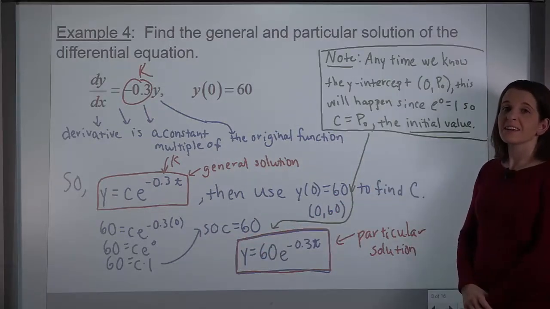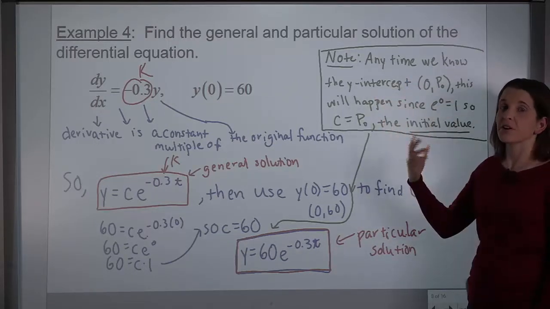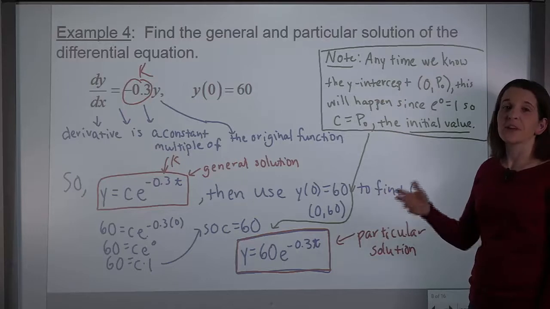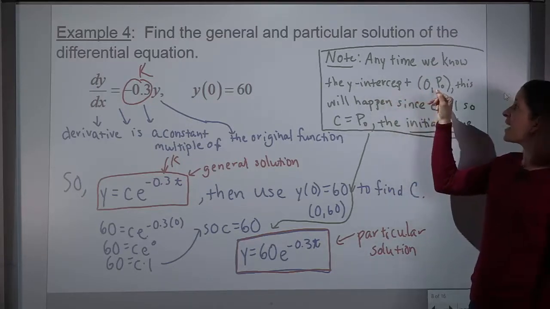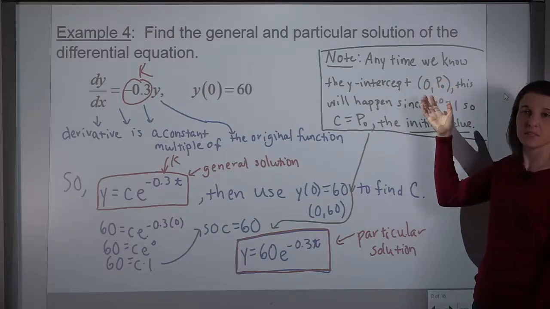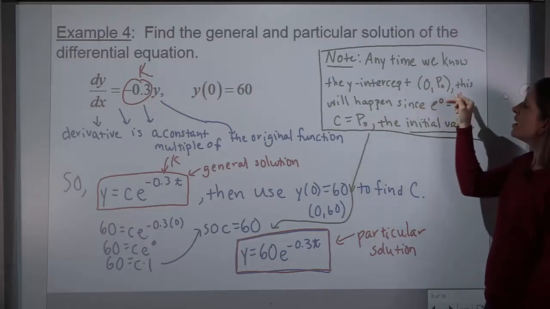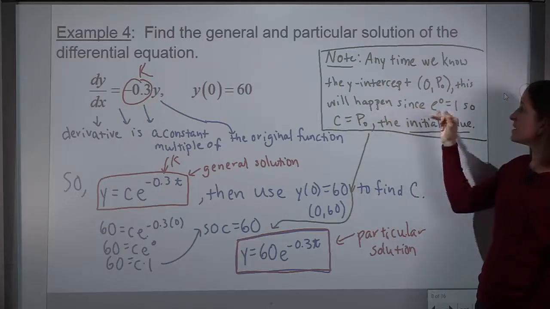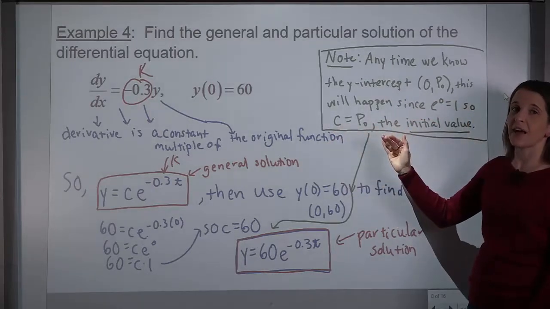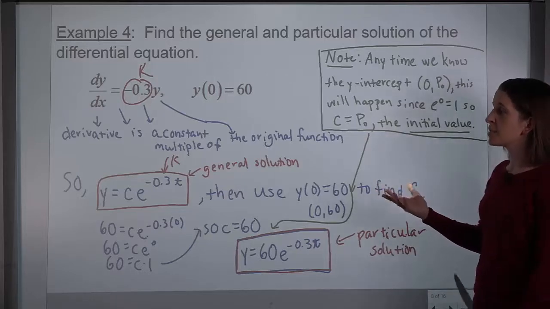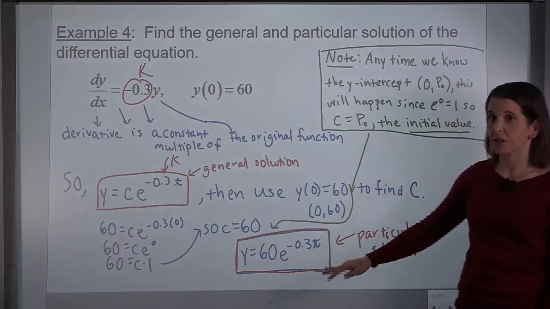Now what you're going to see is that anytime we are told our y-intercept, also known as our initial value, the y value when x is 0 or t is 0, depending on your variable, anytime we have that 0, for instance, p sub 0 is one way we talk about an initial population or initial principal in an account, this will happen because e to the 0 is 1. We will find out that our c actually is that initial value. So that's going to be the one more piece where we really are going to be able to go straight into our particular solution as well.